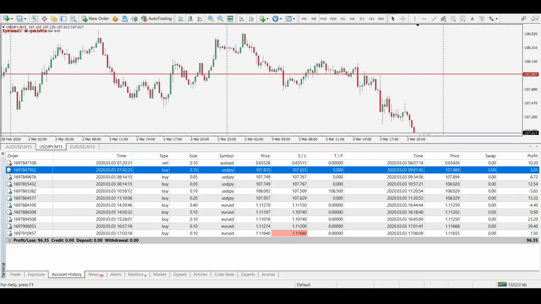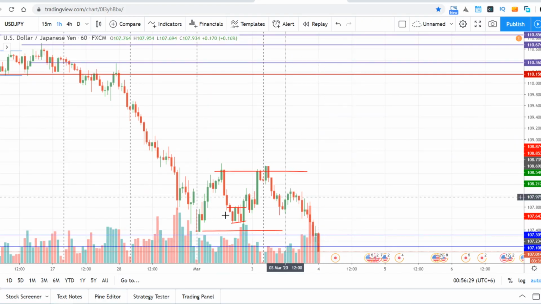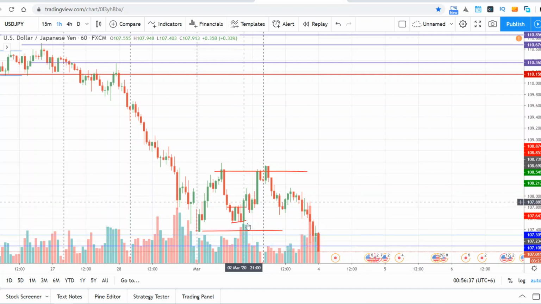Oh, I forgot to switch the windows. Okay, let me go over here. As you can see now, if you see these charts, I got in somewhere over here, and I saw this breakout, and I got in for the buy. Didn't perform that well. I got out somewhere over here, or from all the trades that I took.